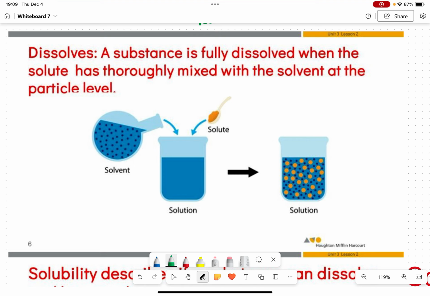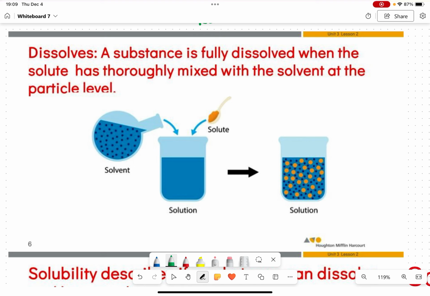I've been using the word dissolves a lot, and a lot of people can figure out what dissolves means. Sorry, my cat was hitting my arm. She wants me to pet her.